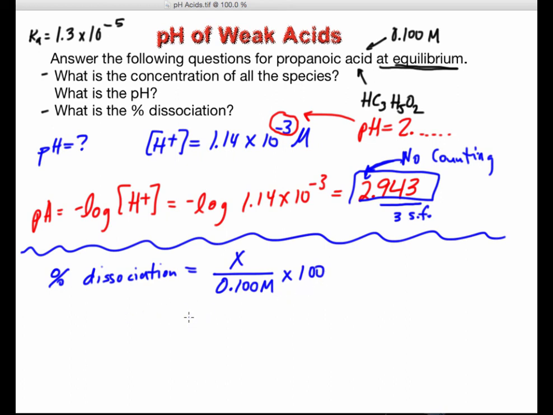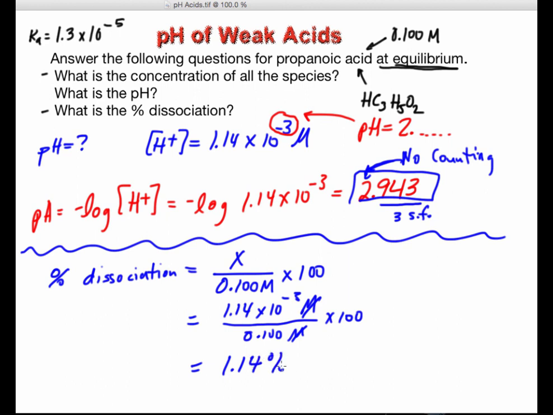Okay, so we're just going to plug in. We get the 1.14 times 10 to the minus third molar over 0.100 molar. So our molarities cancel out. Multiply that by 100 to turn it into a percentage, and you end up with 1.14% dissociation. That is a pretty low dissociation.